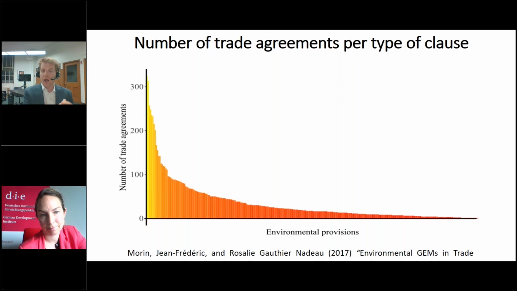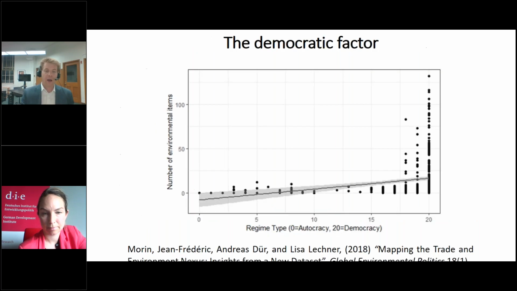They're very well known, but you have many different types of environmental provision that you can find in only five, four, even only one trade agreement. So if you're looking for inspiration, where to look, I would say first look at the trade agreements negotiated by democracies, because we have found that there's a significant correlation here between the degree of democracy and the tendency to include environmental provisions in trade agreements, even if you control for various other variables.